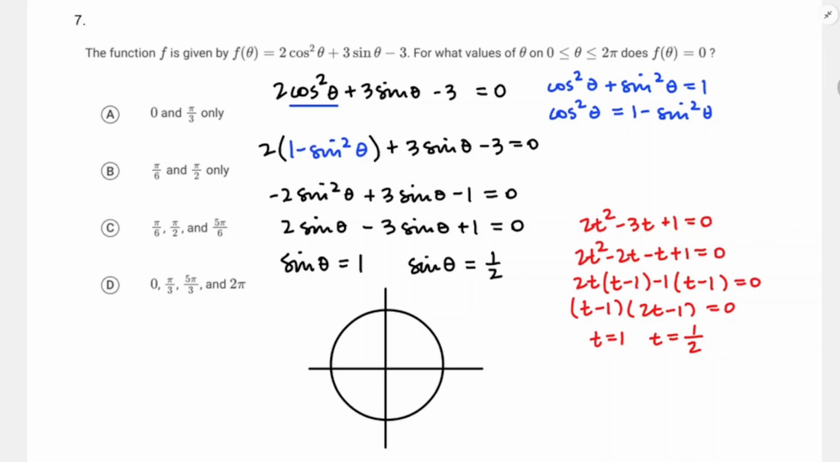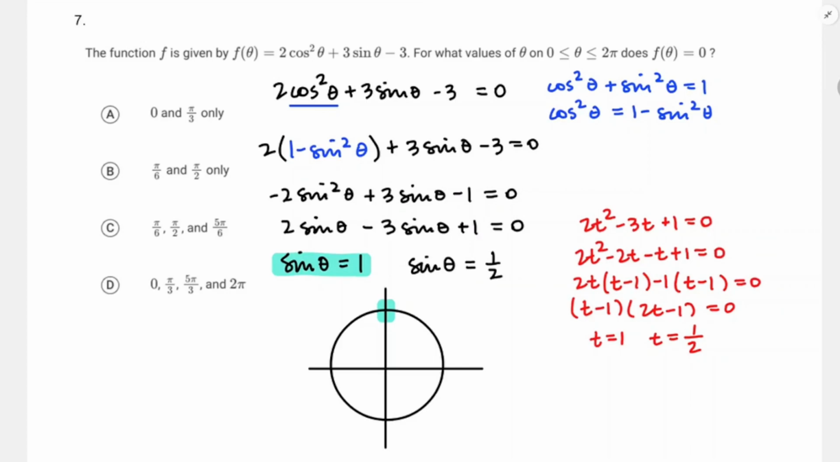Okay, I'm going to think about, right, well, sine of theta equaling 1. That's going to be where my vertical displacement from the x-axis on the unit circle is positive 1. That's the most it could be. That's up at the very top. That's going to be pi over 2. So I'm down to b and c. And then sine theta equals a half. Okay, there's going to be 2 solutions to that.